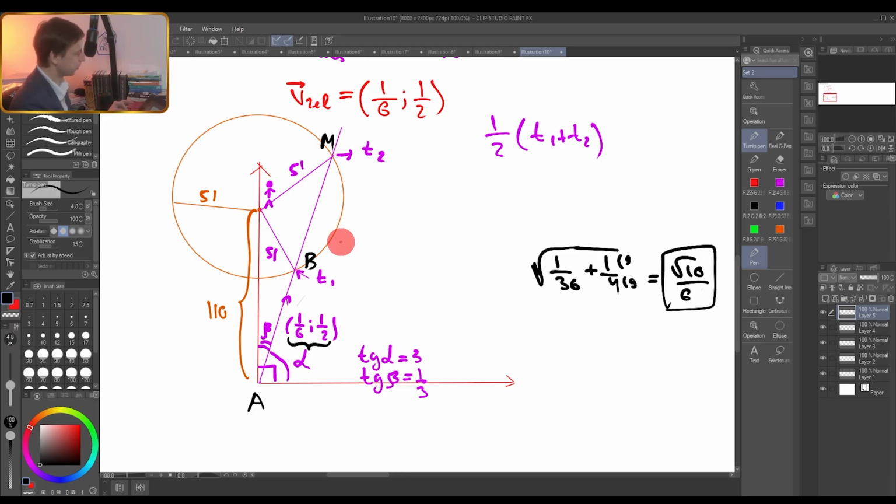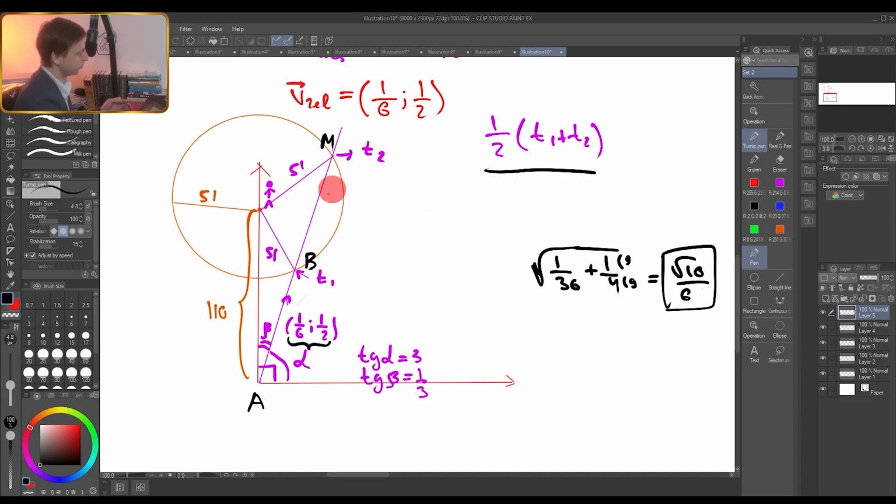So the key here is to notice an amazing thing: you need exactly the arithmetic mean of these time moments. The car is moving along this line with a constant velocity. You need exactly the time moment in between; the arithmetic mean of t1 and t2 is exactly in between.